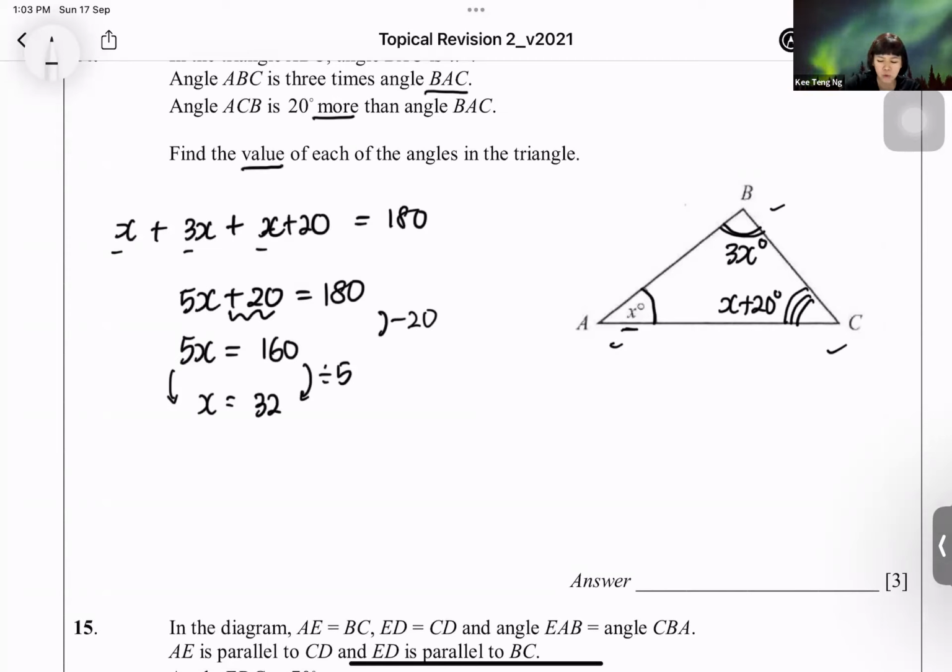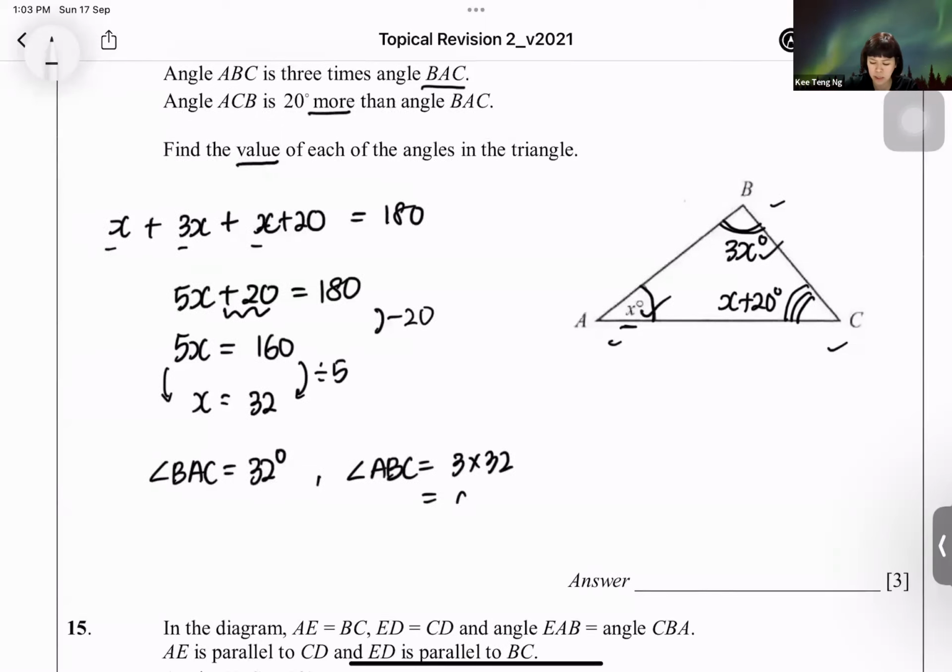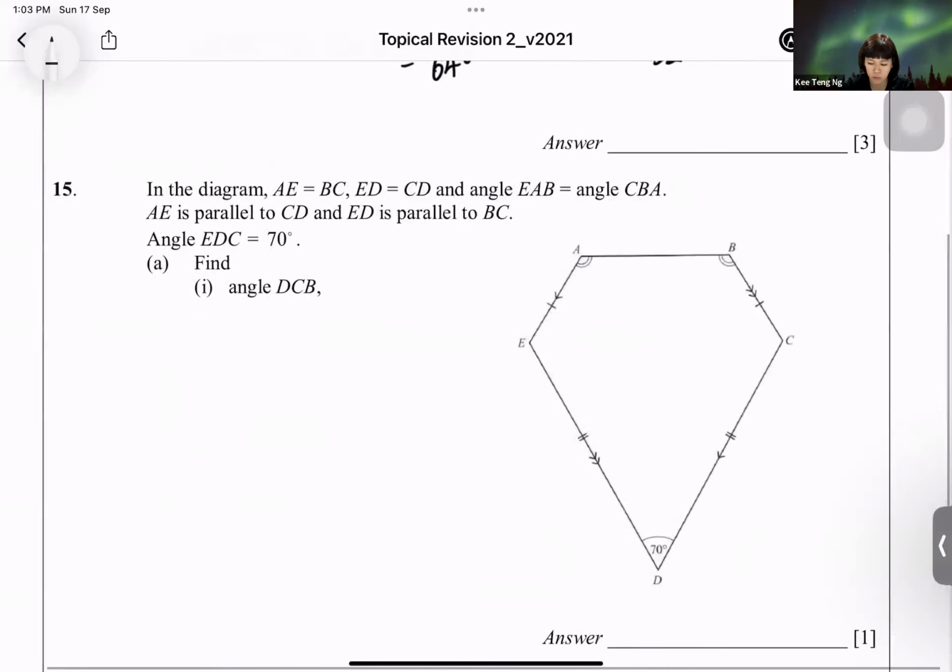They want to find the value of the angle. So in that case, angle BAC, which is the x here, is 32 degrees. Then angle ABC, which is 3x over here, is 3 times 32, that gives you 96 degrees. Then angle BCA over here, this is x plus 20, which is 32 plus 20 to give you 52 degrees. All right, so have you gotten your answer? Okay, next question. Moving on.